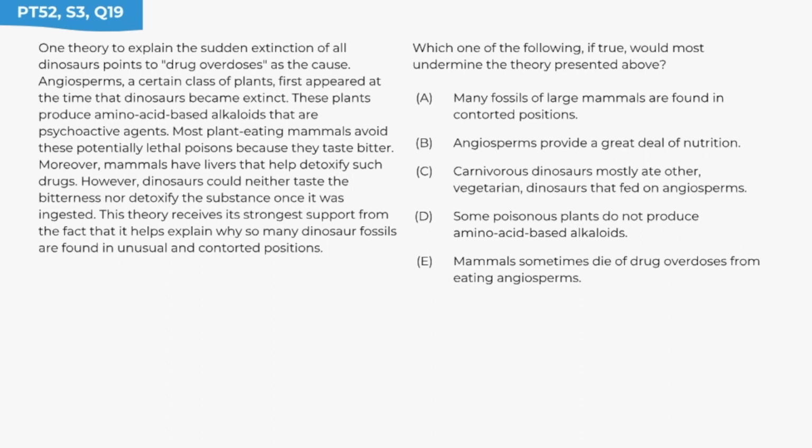So here's an example question. Go ahead and try this question on your own. See if you can find an answer that you like, and when you're ready to discuss, hit play again, and we'll come back and do it together.